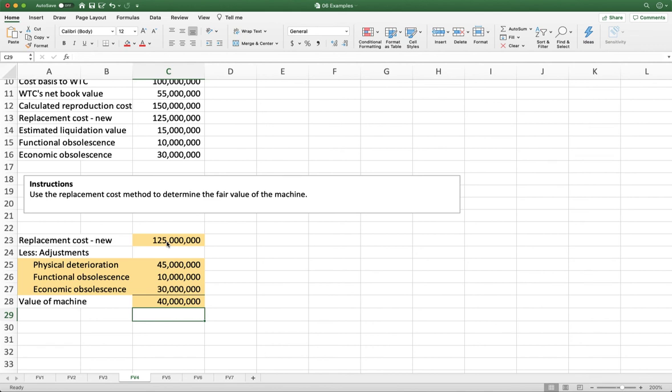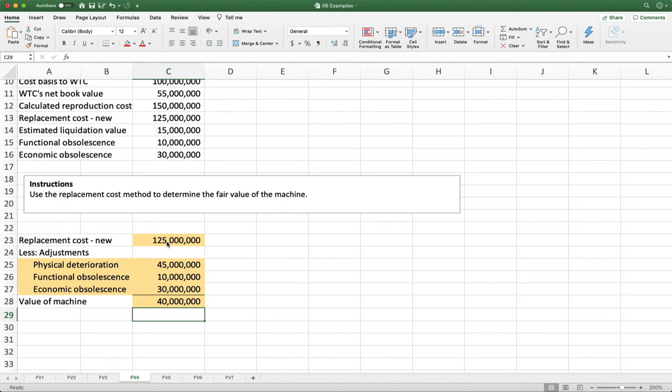Now, you're probably looking at this and thinking, okay, well, how did she know to adjust for those things? Or how did she know to start with the replacement cost? I could have started with the reproduction cost. Yeah, it takes judgment. So what you're going to find in this chapter is there are no right answers. There are some wrong answers, but there aren't necessarily right answers.